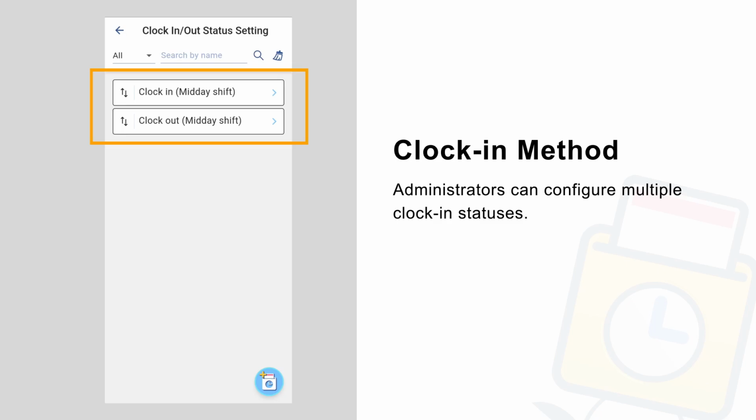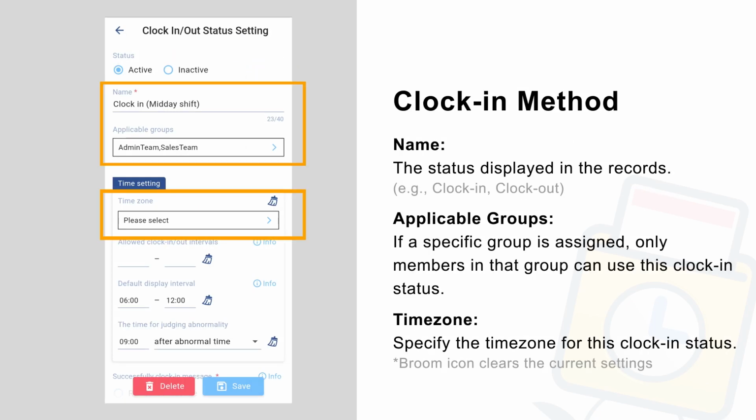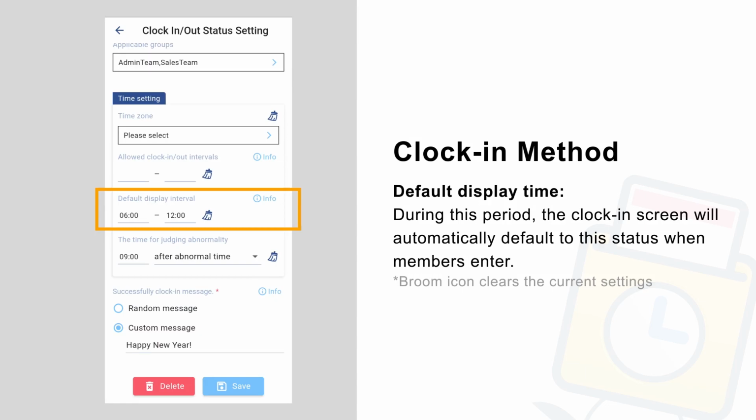New organizations will have pre-built clock-in and clock-out statuses. Names can be edited at any time. The group field displays members who use this clock-in status. The time zone field can fetch the current time zone time. Default display time can be set to save members' clock-in operation.